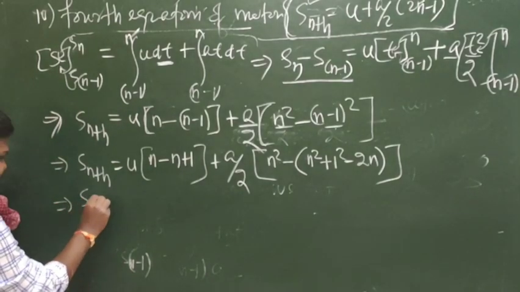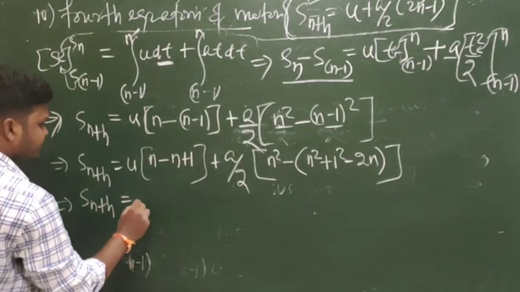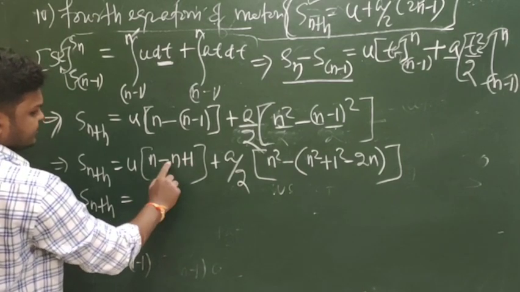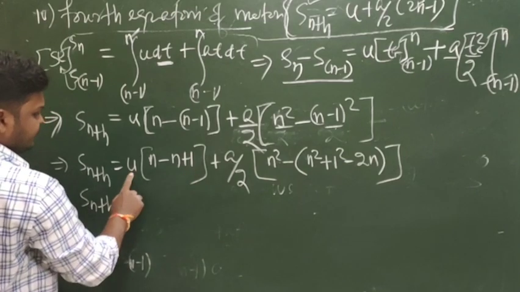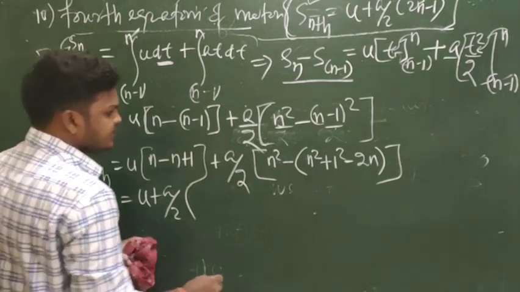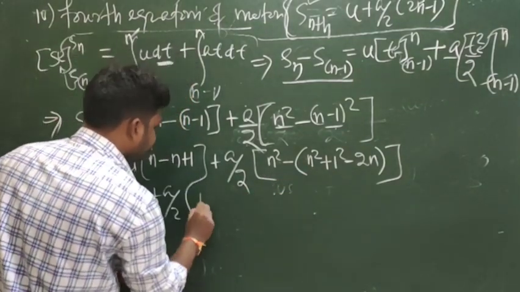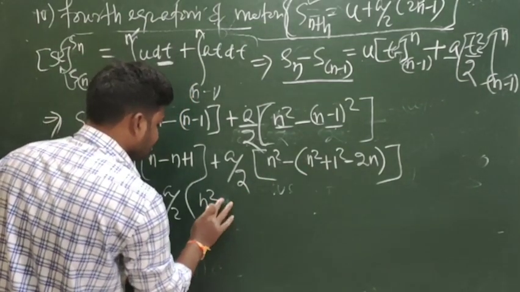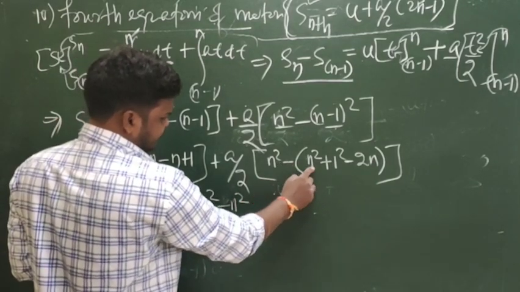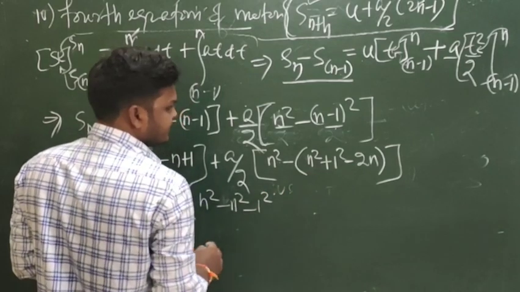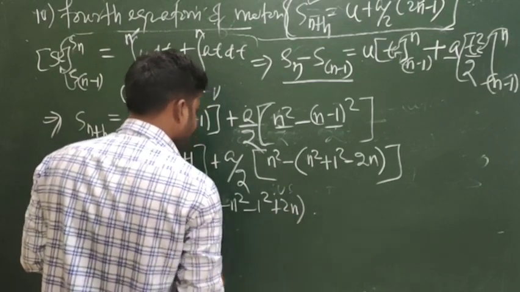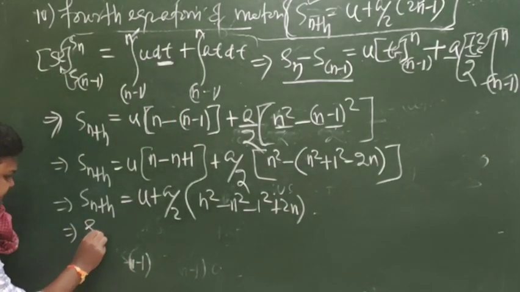Then simple mathematics, we solve and the answer comes out. n minus n is 0, then 1 into u is u, plus a by 2. Then if we break this bracket, then n square minus n square minus 1 square plus 2n. Finally you get the answer.